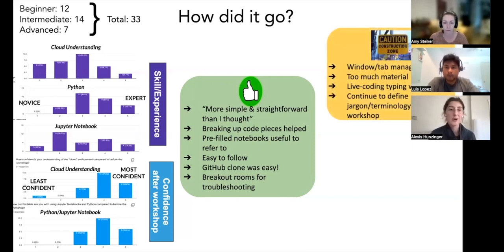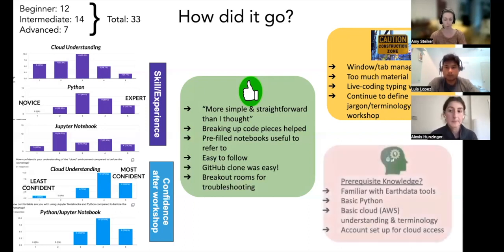Some complaints or things we can improve on. With any workshop, especially if it's virtual, window and tab management was a big issue, which I'm not sure what the solution is on that. But other things that we could fix is limiting the amount of material we teach, slowing down on the typing with the live coding, because it is hard to keep up when you're looking at many different screens, and then doing a better job of getting that jargon and terminology defined and continuing to define it as the workshop goes on.